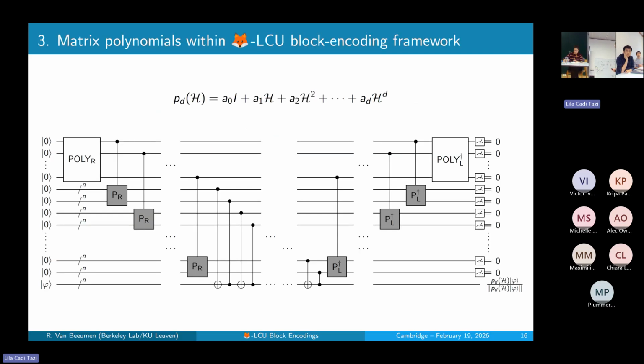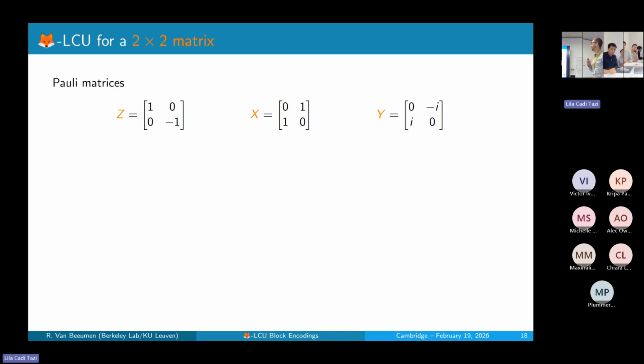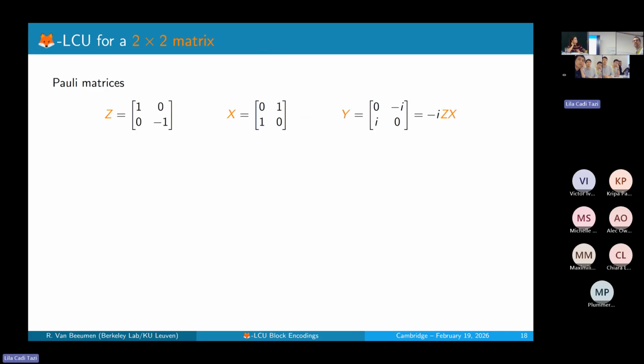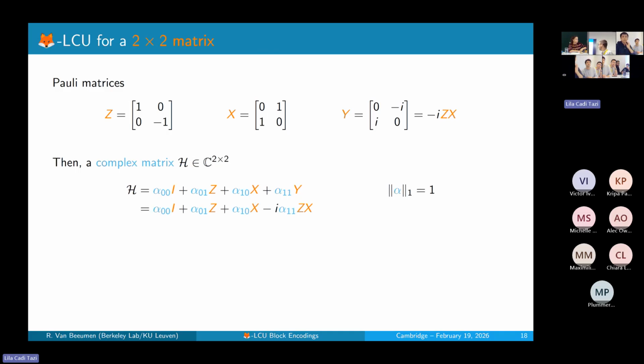Okay, so let's start now with the Fast One-Qubit-Controlled Select LCU, or FOQCS LCU. And I'm going to start simple again, a 2x2 matrix, just introducing the Pauli matrices. I ordered them in this way. So we have z and x, and especially y we can write as minus the imaginary unit times z times x. Suppose we have a complex 2x2 matrix H. Then we can write this H as a linear combination of four terms: the identity, a z term, an x term, and a y term. And then if we substitute y by minus i zx, we notice we only have z and x.